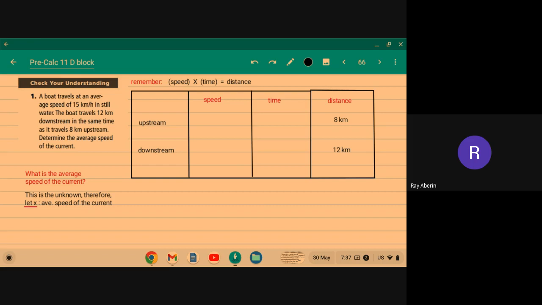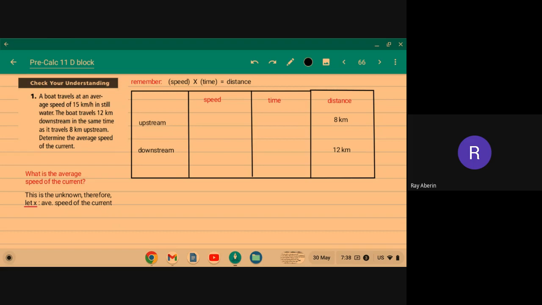Now the same boat travels 12 kilometers downstream. Downstream means that it is going with the current, so it is being pushed by the current. And it takes the same amount of time for it to travel 8 kilometers upstream. This time upstream means it is going against the current.